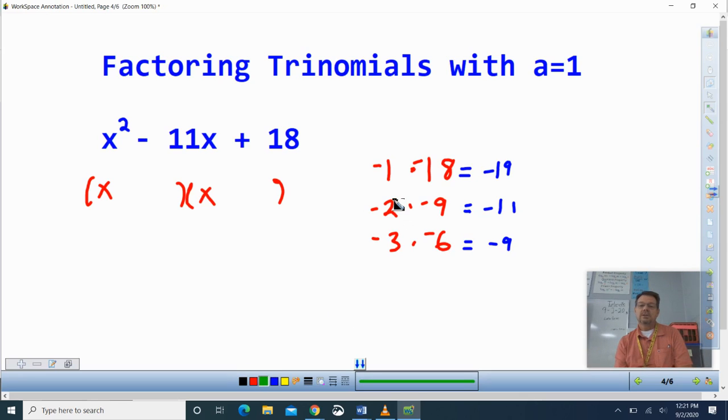So, okay, this is the one we want, right? That's the one that multiplies to give me positive 18, but adds to give me -11. So I'm going to use -2 and -9. And again, if I multiply that back out, I better get what I started. So this would be the factoring. So that's the process when you have a negative here and a positive there. It means the signs of the multiplication have to be the same.